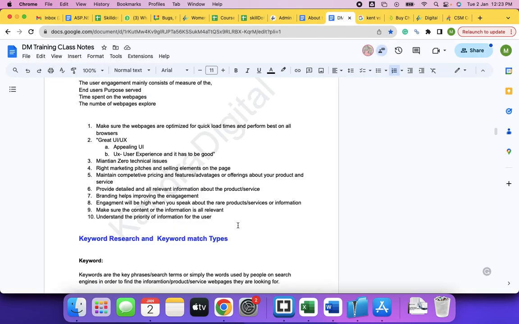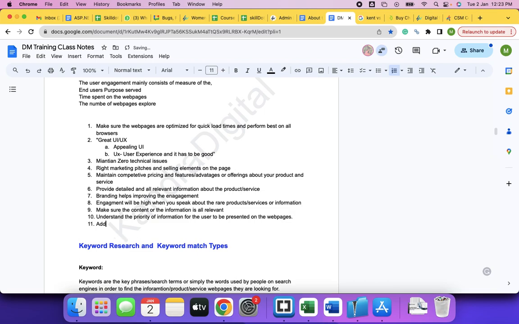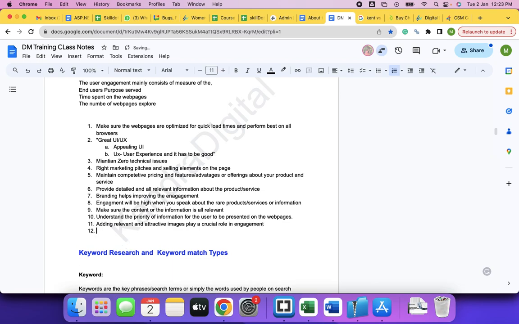So understand the priority of information for the user, to be presented on the web pages. What else? Adding images plays a crucial role. Adding right, relevant, and attractive images plays a crucial role in engagement.